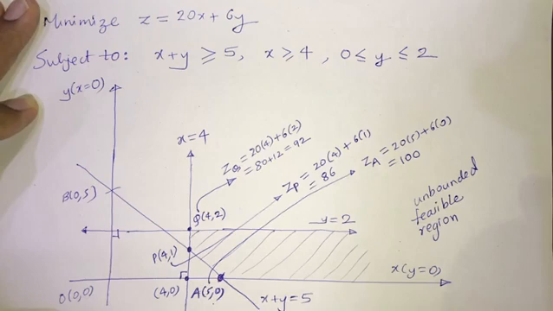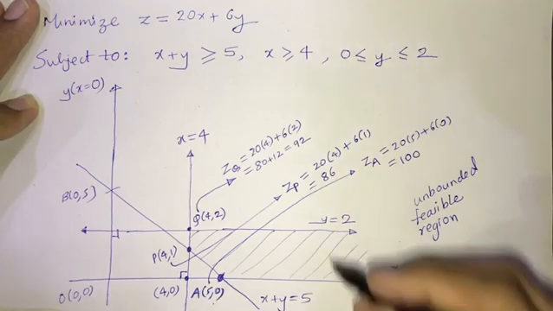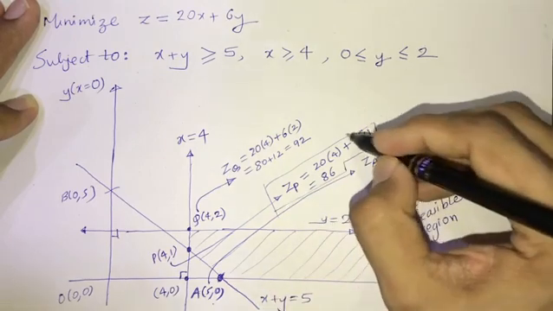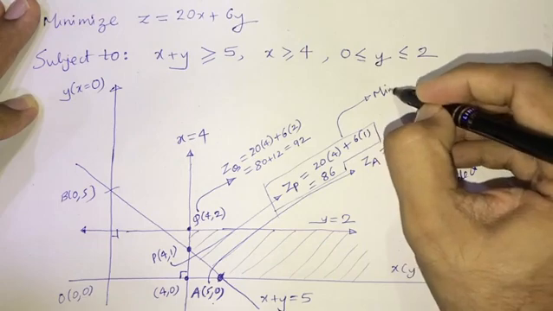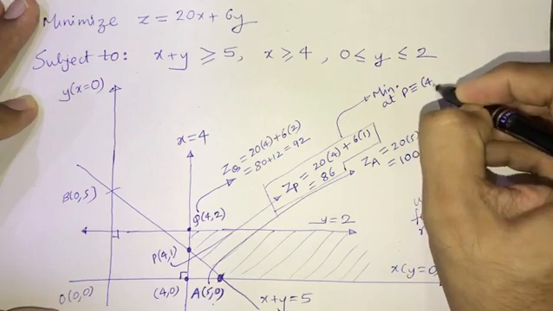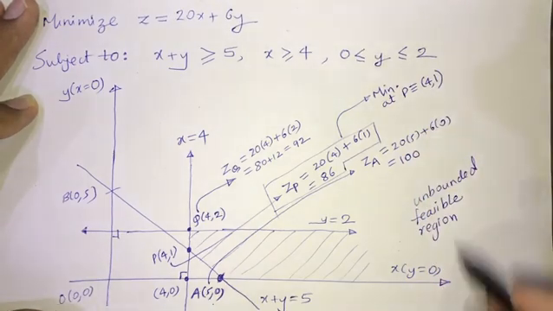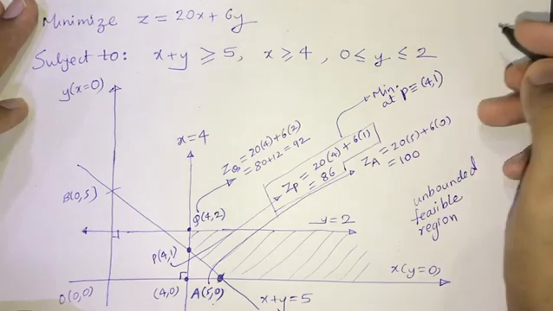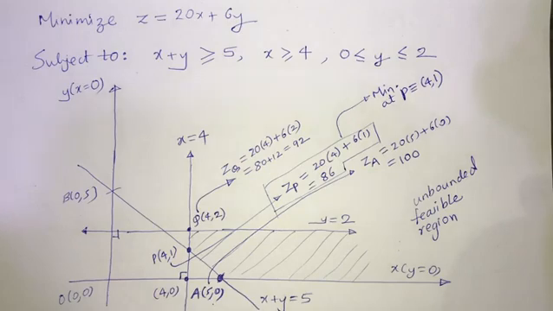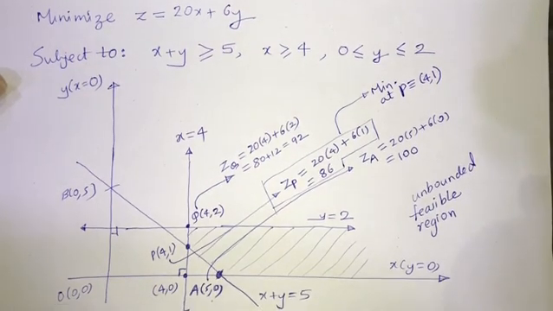Okay, so where is the minimum value occurring, at which corner point? Definitely at point P. So the minimum value is at P, and P is 4 comma 1. What is the minimum cost? It is 86 rupees. At Q it is 92. At A it is 100.